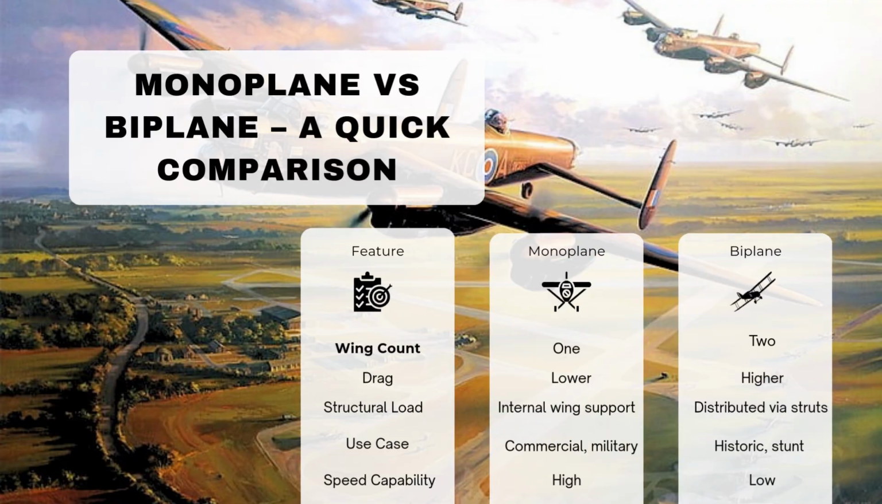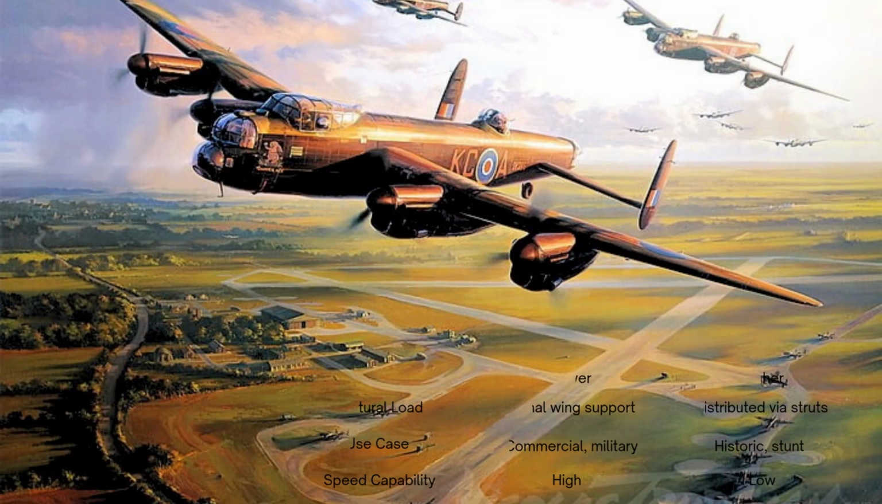Monoplane versus biplane, a quick comparison. Let's compare. Monoplanes have one wing, lower drag, and better speed, used in modern jets. Biplanes have two wings, more drag, and lower speed, used mostly in history and stunt flying.